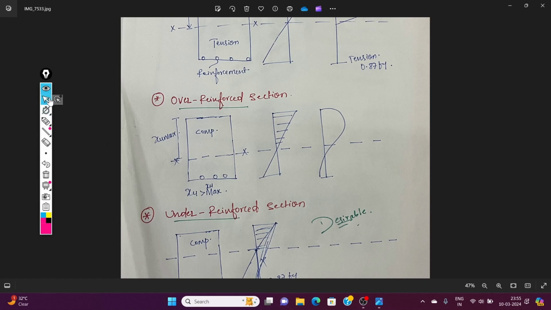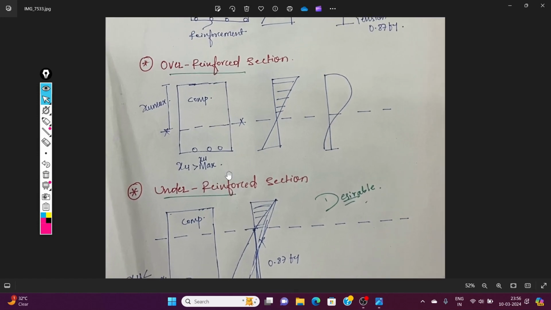I told you earlier, concrete is a brittle material and steel is a ductile material. In this section, there will be no warning before failing. It will fail suddenly. That's why we are not preferring this over reinforced section as well.